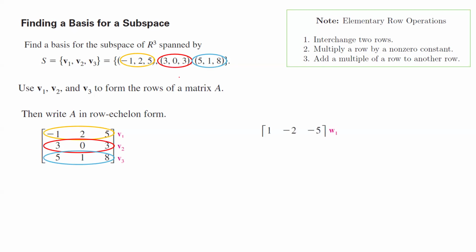This becomes 1, -2, -5, because the pivot is not 1. So you can multiply the first row by -1. Then you can multiply the first row by -3 and add it to the second row. Or at this point, you can say that, okay, I want to multiply it by 3 and add it to the second row. That's fine. And finally, you can take this and multiply by 5 and add it to the last row.